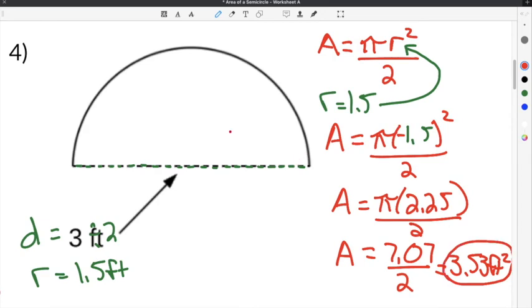So the only extra step in finding the area of a semicircle with a diameter is having to divide the diameter by 2 to get the radius.